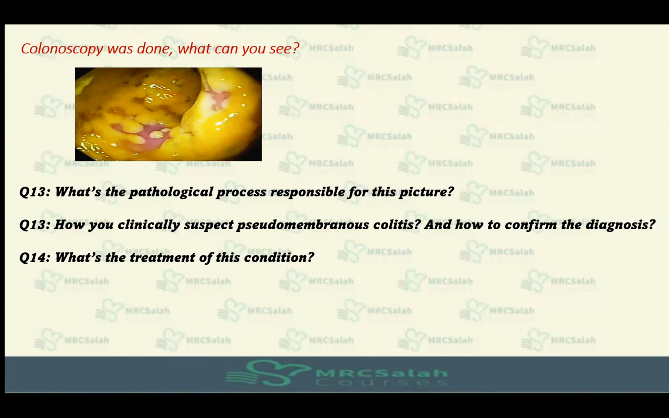You have non-severe cases and you have severe cases. Non-severe, according to leukocytic count less than 15,000, creatinine less than 1.5. The first line, vancomycin 125 milligram QID for 10 days, orally. Second line is Videxa, fidaxomicin. If this is not available, you can go for metronidazole. This is non-severe cases. And in severe cases, it is the same.